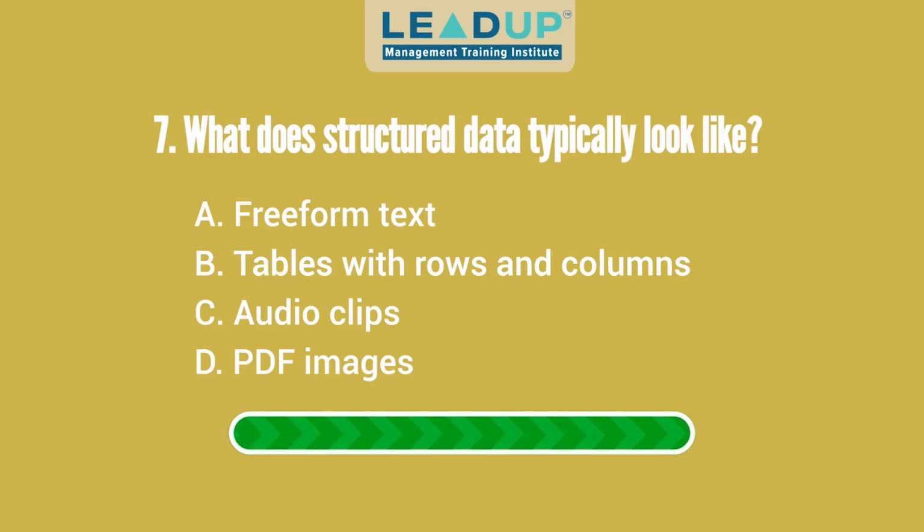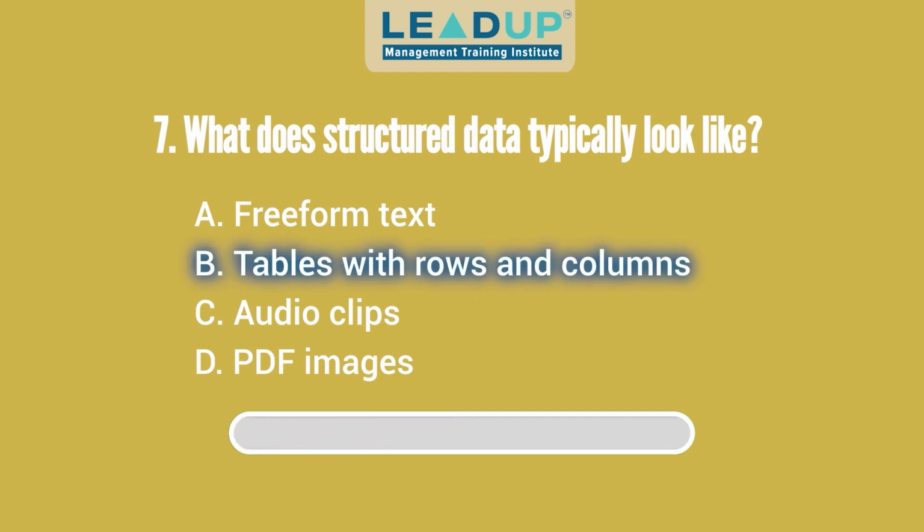Question 7. What does structured data typically look like? A. Freeform text, B. Tables with rows and columns, C. Audio clips, and D. PDF images. The answer is tables with rows and columns.